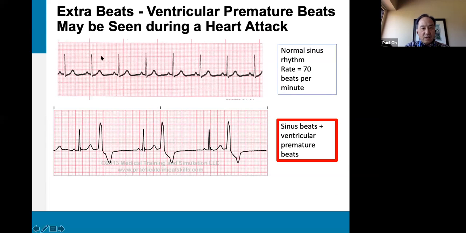Here you can see in the upper strip, this is what a normal segment of an electrocardiogram looks like. Here we're seeing a pretty normal beat followed by a very unusual beat. This is an early one. It's wide, so it's coming from the ventricle. It's early, so it's called premature. Ventricular premature beat is the name given to this.